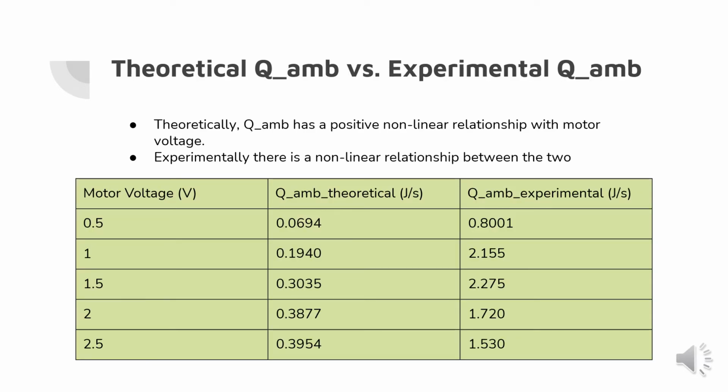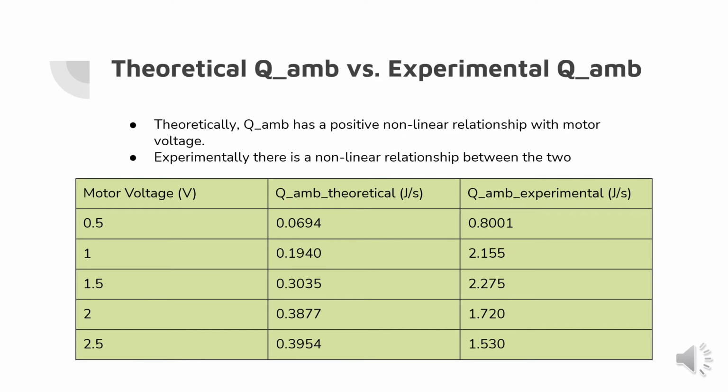The table below lists the results of the theoretical and experimental Q ambient terms. Theoretically, Q ambient had a positive nonlinear relationship with motor voltage. However, experimentally, the relationship between the two is hard to characterize. This relationship may be a result of the equation used to calculate Q ambient. The equation involves the temperature from station 4C, which was determined to have a nonlinear relationship in slide 6. As a result, the experimental Q ambient seems to follow the same trend.